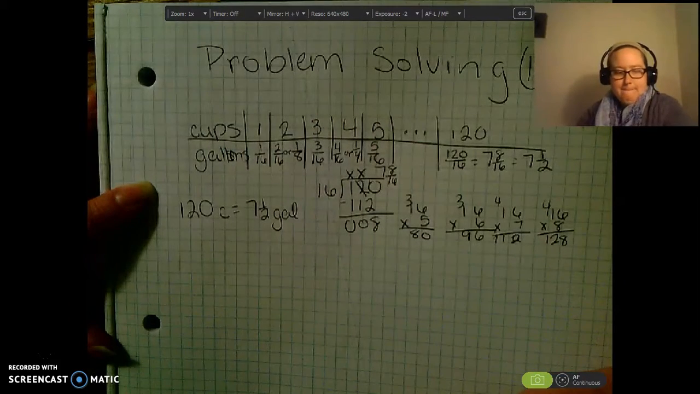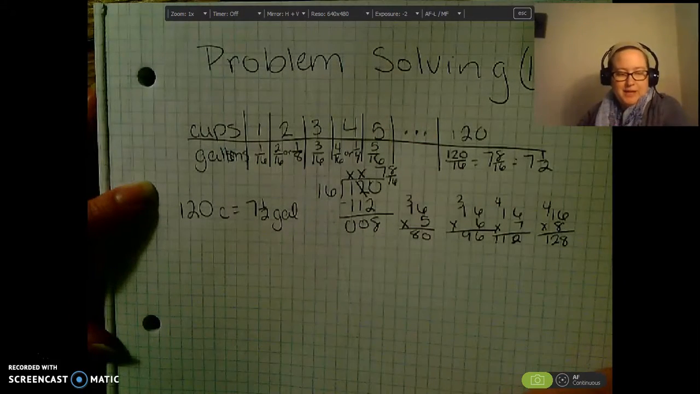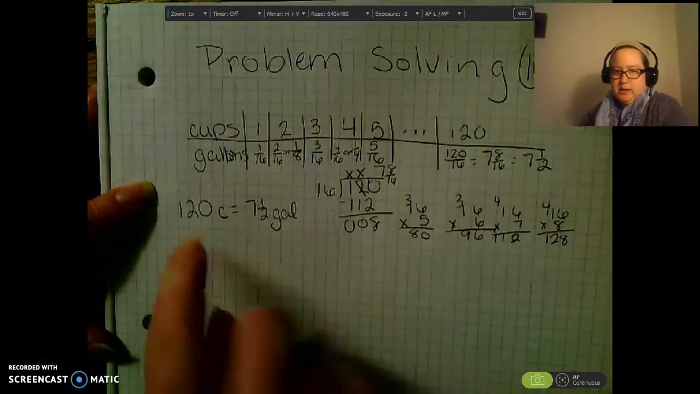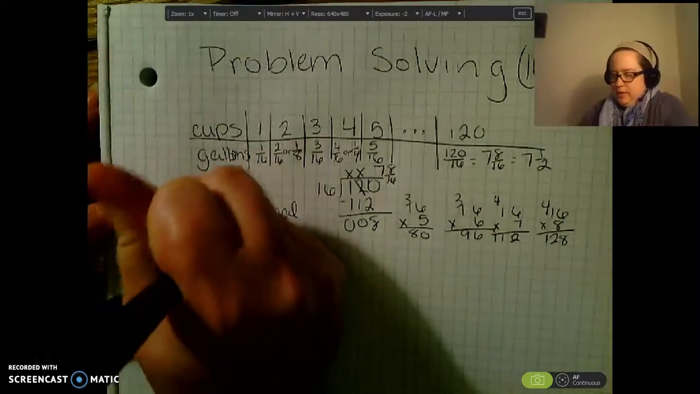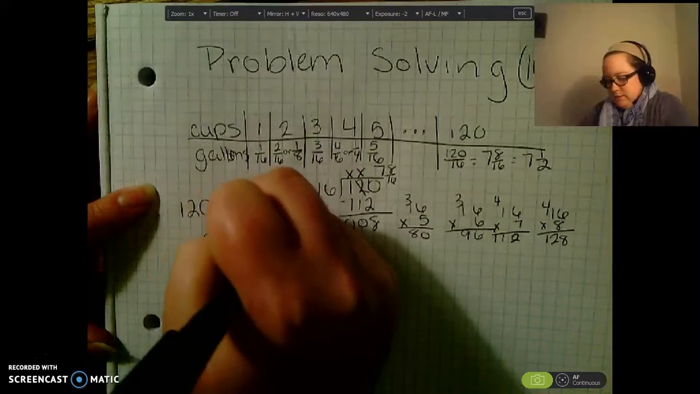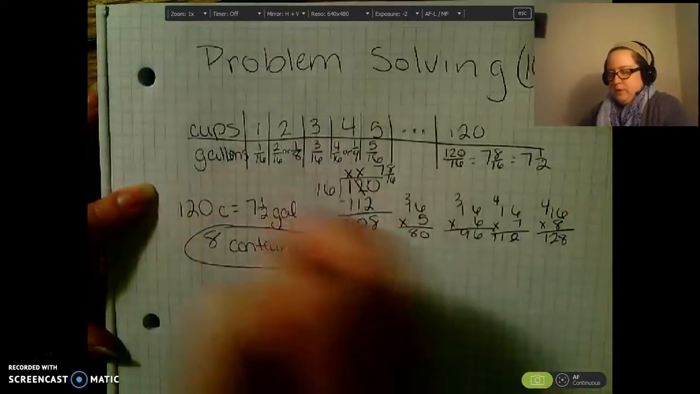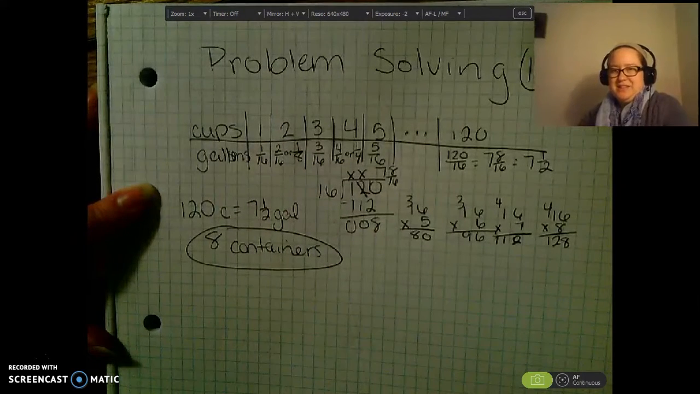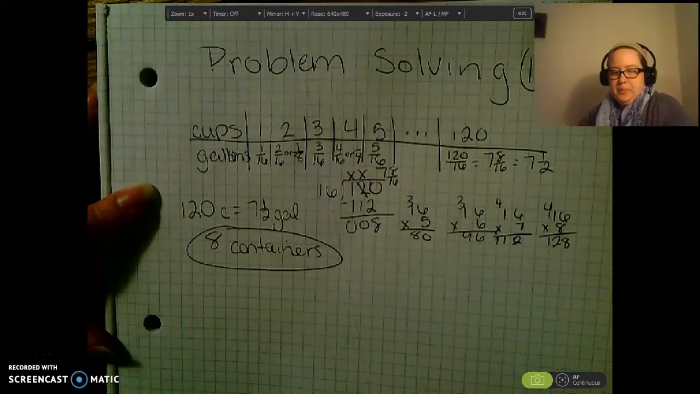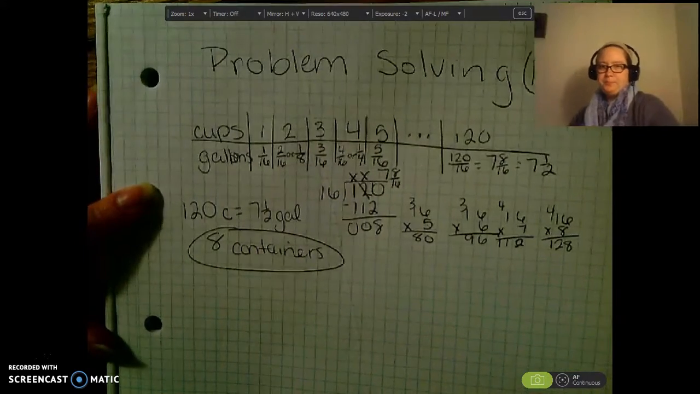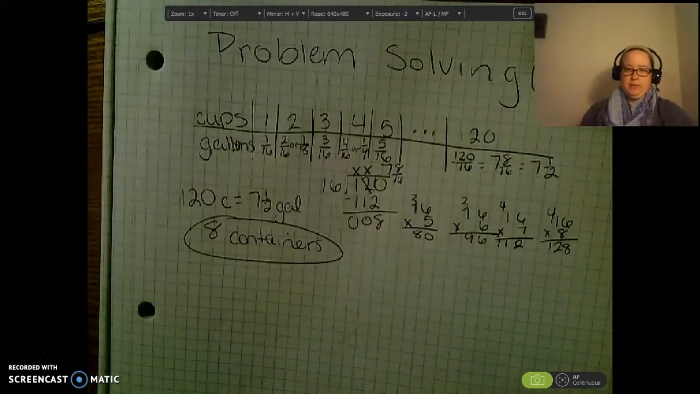Okay? But the question was asking how many gallon containers will Aaron need? Well, he'll need 8 containers, because you have to have a whole container. So our answer for this is 8 containers. Okay? Let's look at another problem.